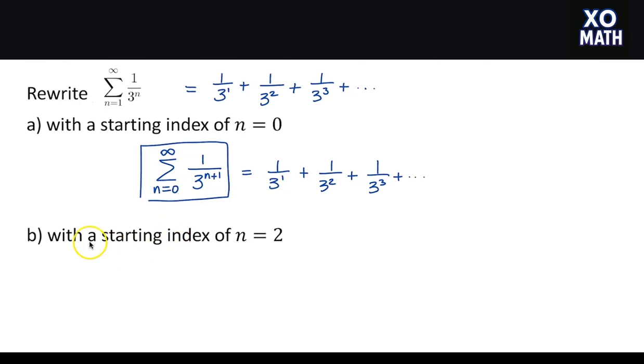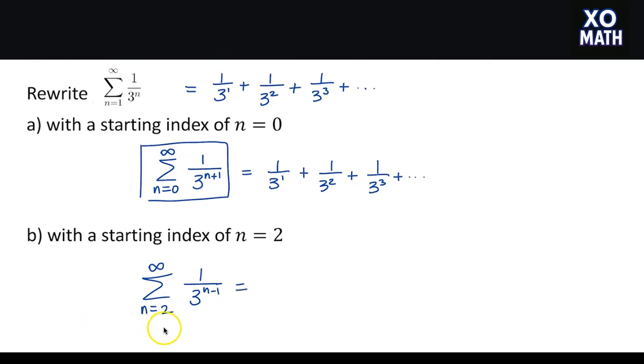Now, let's say we wanted to have the exact same series with a starting index of n equals 2. So we're going to have the sum of n equals 2 to infinity. Let's go ahead and leave it as the original for a second and see what would happen. So if I leave it as the original general term, 1 over 3 to the n, I start with 2, my first term is going to be 1 over 3 squared, and I want it to be 1 over 3 to the first. So this time I'm going to have to subtract 1.